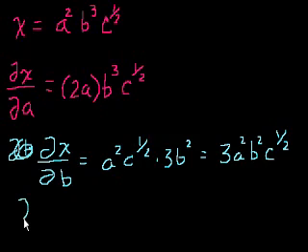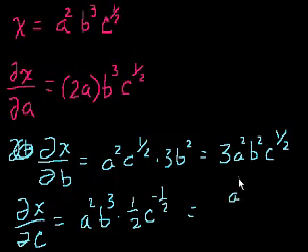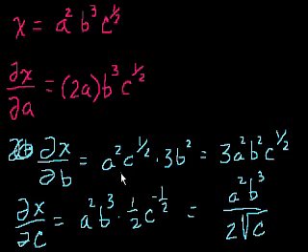And then finally, the partial of x with respect to c. a squared b to the third, those are both constants. a squared b to the third times the derivative of this with respect to c, 1/2 c to the minus 1/2. Or we could rewrite this as what? a squared b to the third over 2 square roots of c. Just a little bit of algebraic manipulation.